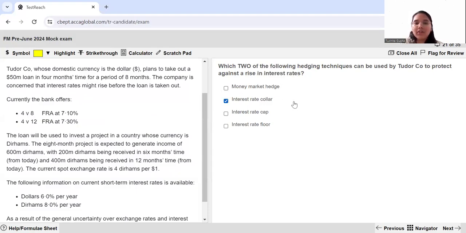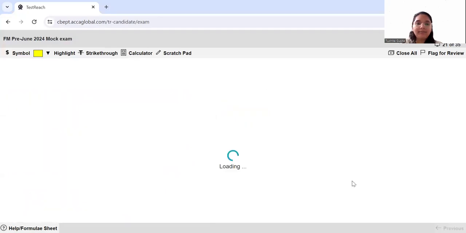The next option is interest rate collar. Collar basically is something in the middle of a cap and floor. So definitely this can help them against a rise in interest rates. Then a cap also places a maximum amount of interest, the maximum interest rate. It puts a cap on that. So this is also something which can help them to protect against a rise in interest rates. And then the next option is interest rate floor. This is not your answer. Floor is basically helpful if you want to protect against a fall in interest rates when you're looking to invest, when you're looking to deposit. So this is not something which is going to help you over here.